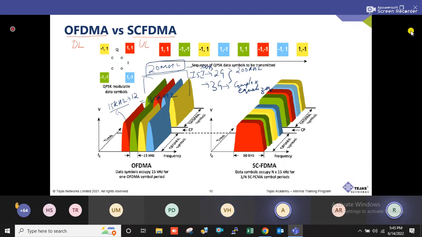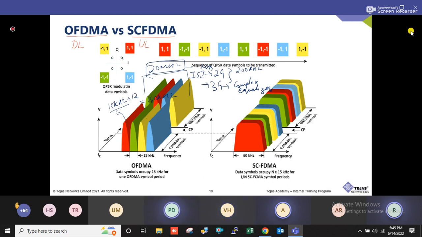So OFDMA typically means that the bigger channel is cut down into smaller channels, which we call subcarriers, and the subcarrier chosen here is 15 kilohertz, and the subcarrier spacing is 15 kilohertz, which is grouped into 12, and we call that one resource block, which is 180 kilohertz. Is this point clear? Any doubt so far?